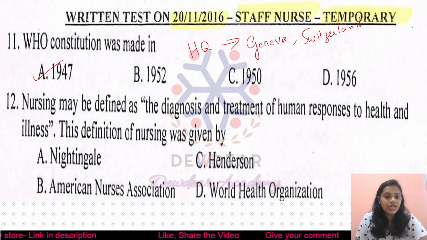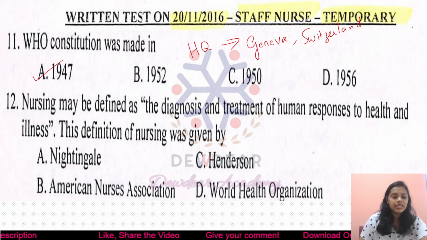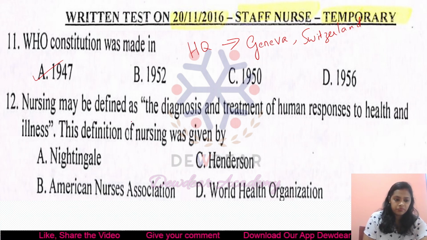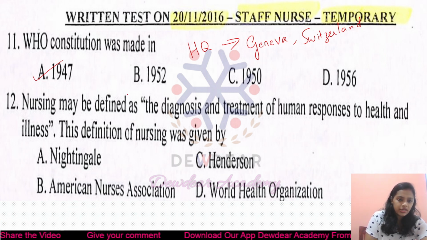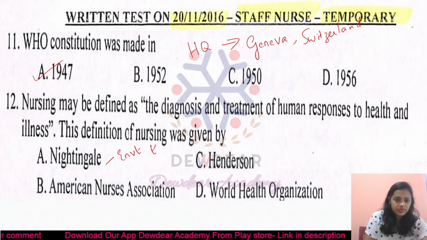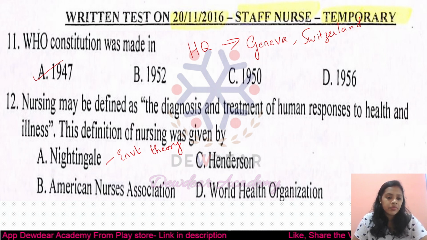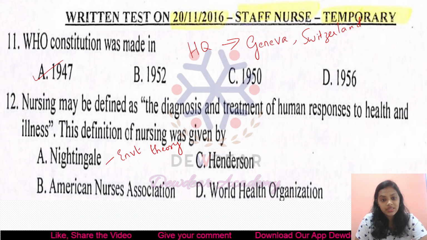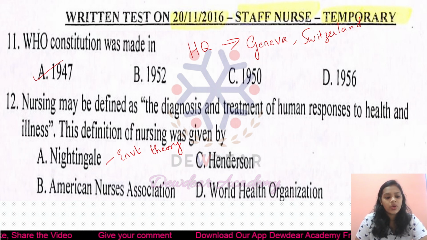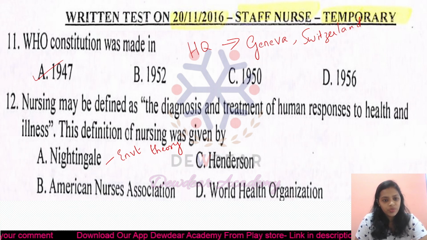So first option given here is Nightingale. Nightingale is related with the environmental theory. And the definition of Florence Nightingale, according to this environmental theory, is that it is the act of utilizing the environment of patient to assist him in his recovery. That is the definition of nursing according to Nightingale.